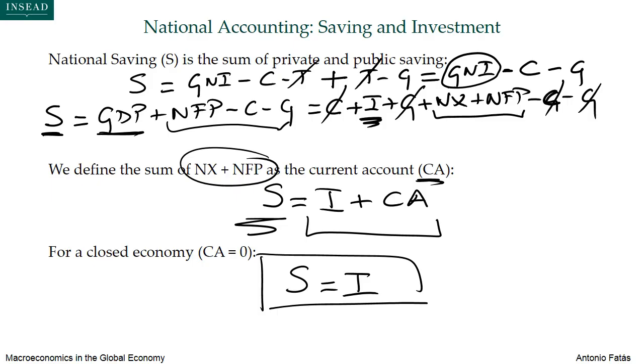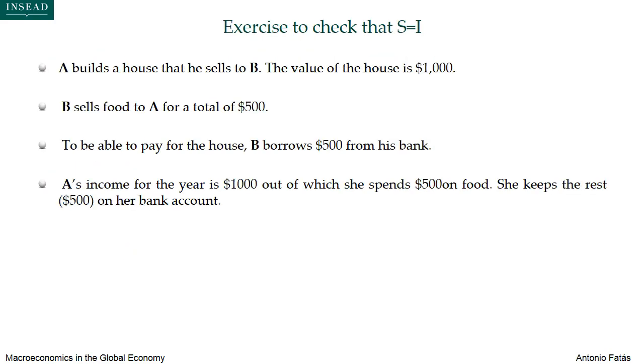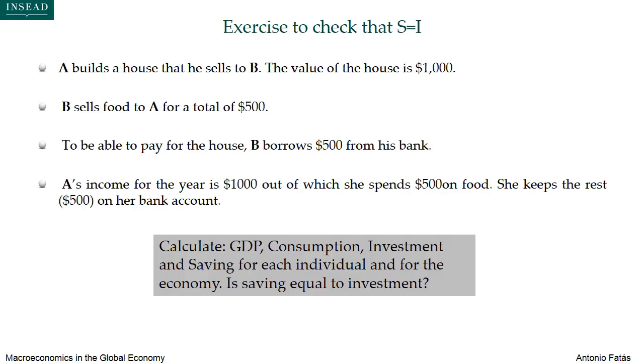Now, just to make sure of the logic behind this expression, that for a closed system saving and investment have to be equal, here is a very simple exercise where we have an economy represented by two individuals and a couple of transactions. I would like you to think about what the GDP of the country is, what the consumption, the investment, and the saving are, both for each individual and for the whole economy, and then just check that saving is equal to investment. This should give you an intuition of why, in the real world, saving has to be equal to investment at any point in time.